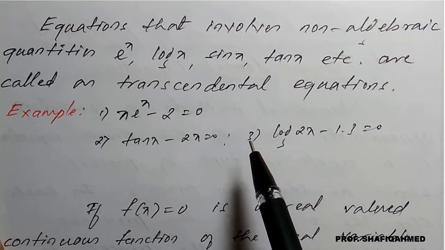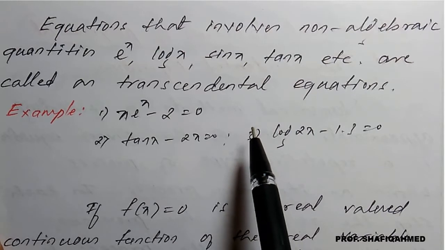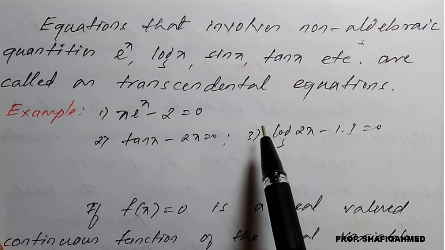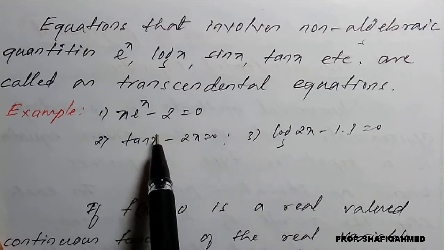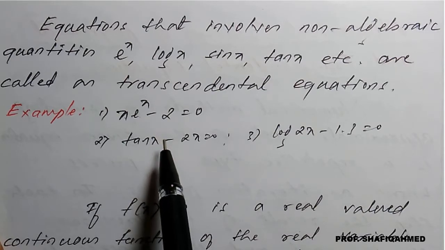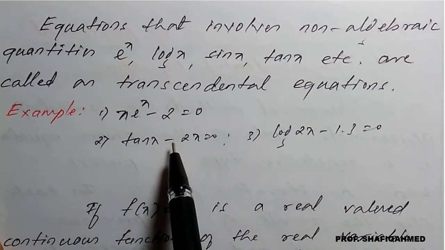So we have two kinds of equations. Equations having purely terms like x square, x cube, and so on come under algebraic, and equations including e raised to x, log x, sin x, tan x and so on are considered transcendental equations.